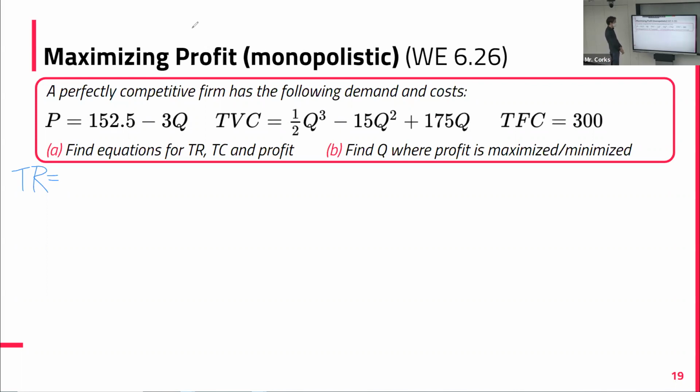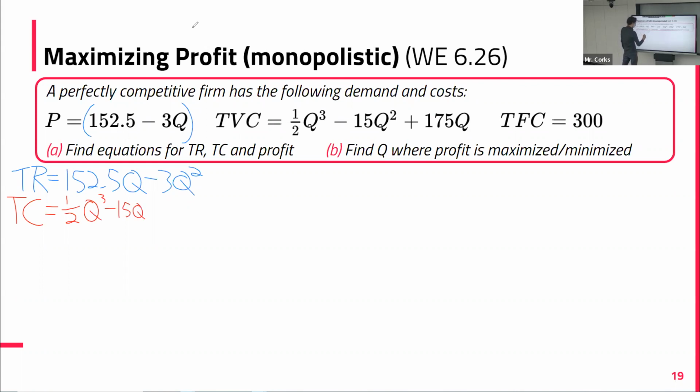Okay, what is our total revenue equation going to be? Minus 3Q squared. So P times Q, we're just taking this whole thing, multiplying it by Q. There we go. Total cost, I'll just write it out here for clarity: 15q squared plus 175q, similar to the last one, except we have a different constant here, 300, not 500.